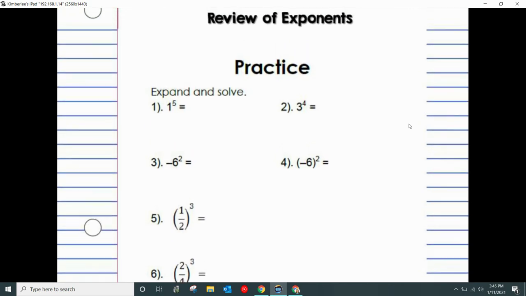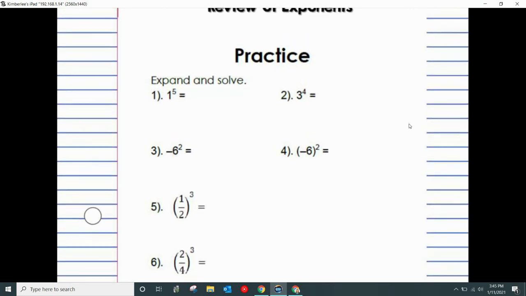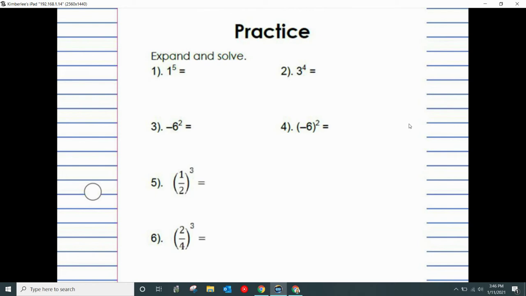So let's expand these. I want us to practice reviewing what it means to have a power. For instance, what does 1 to the 5th mean? Well, it means to take 1 and multiply it times itself 5 times. So that means 1 times 1 times 1 times 1 times 1. 1, 2, 3, 4, 5. I did that 5 times. Well, 1 times 1 is 1, times another 1 is 1, times another 1. It's just going to equal 1, right?